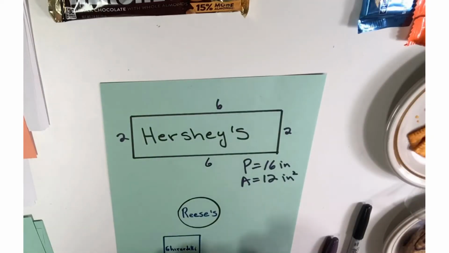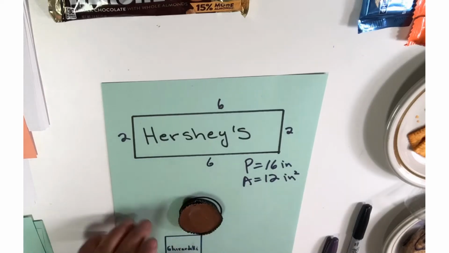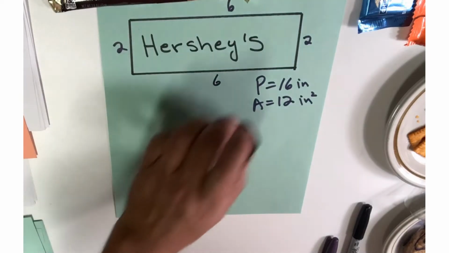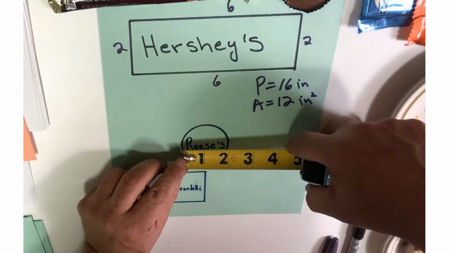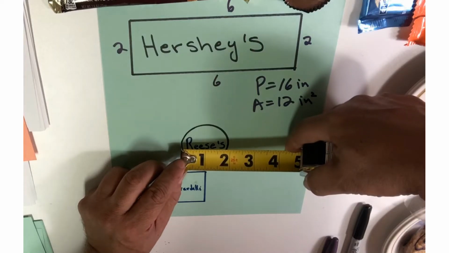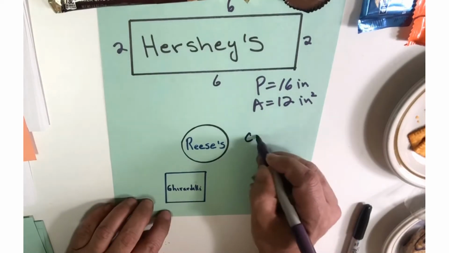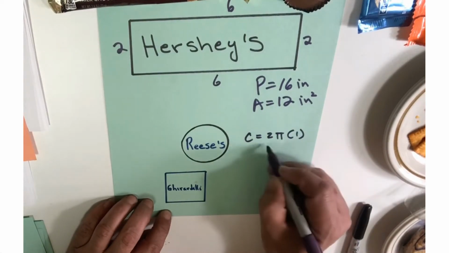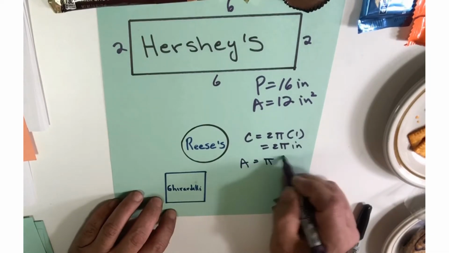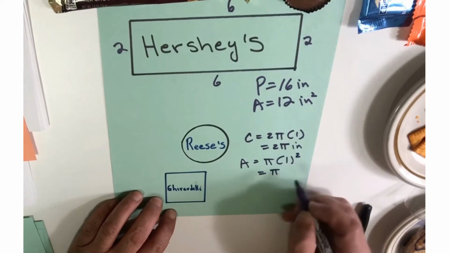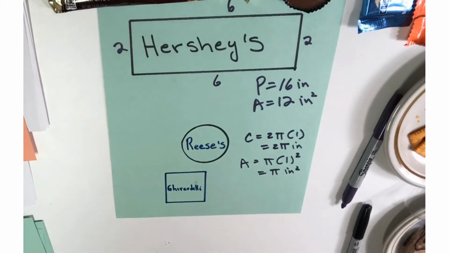My favorite chocolate is a Reese's Peanut Butter Cup Bar right there. So I have made a circle that goes right where the recess goes. And let me see, I'm going to measure the diameter, and it's exactly 2 inches in diameter. What does that mean? It means that the radius is 1. So circumference is equal to 2 pi r, which is 2 pi inches. And the area is equal to pi r squared, which is pi inches squared. Once again, in real life, you would multiply by 3.14.